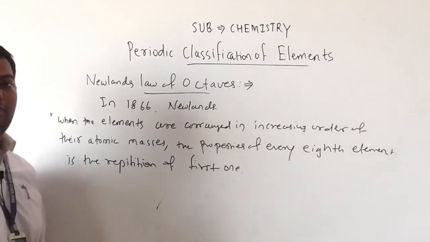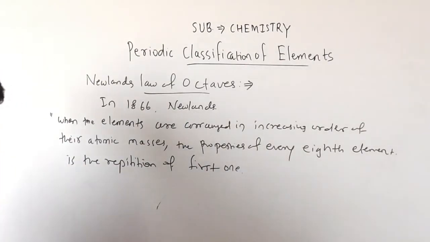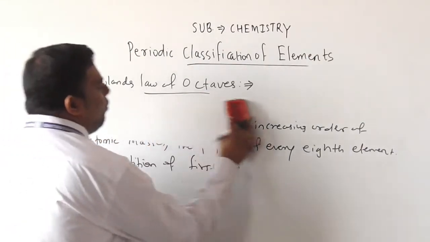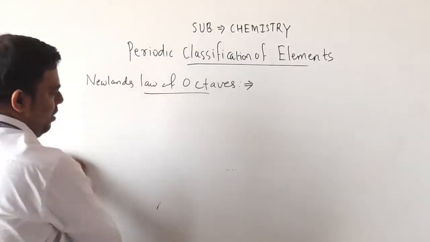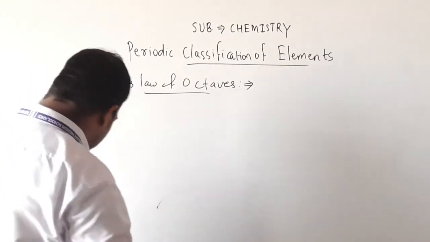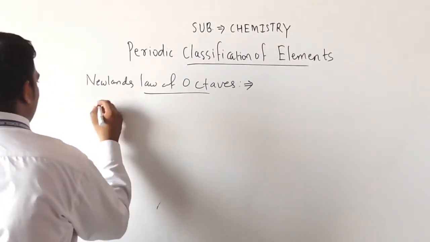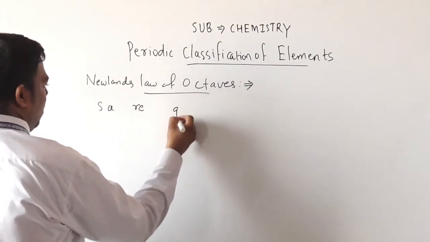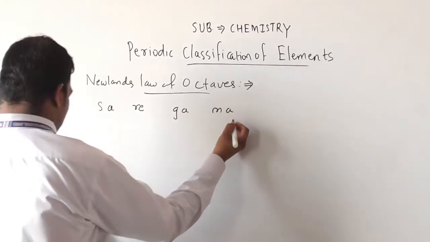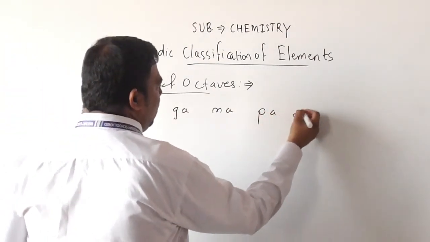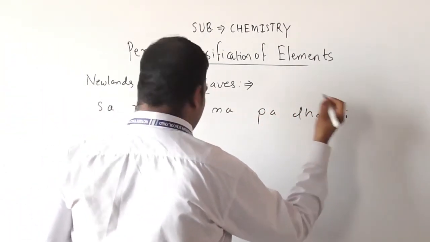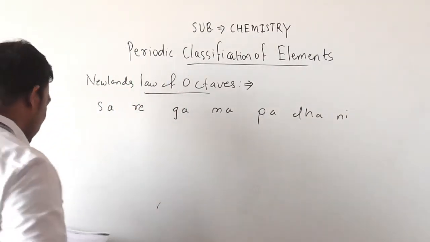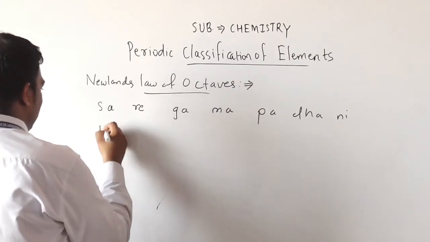as you know, a musical note. See here, what he did and how he did it: he likes the octaves, like the musical notes sa, re, ga, ma, pa, dha, ni, and again sa. So how will it be arranged here?